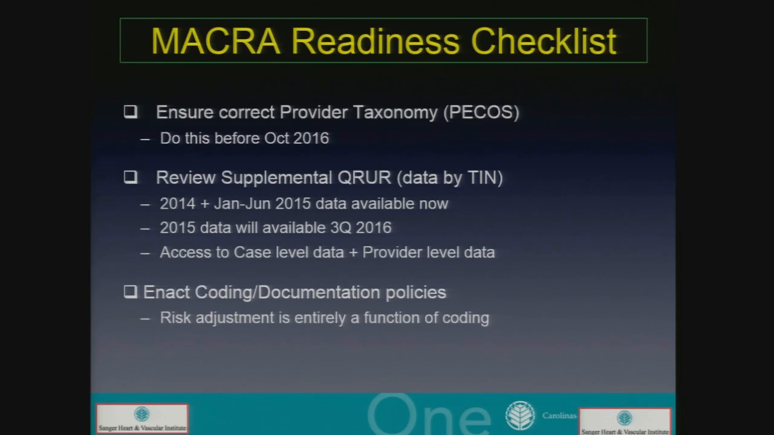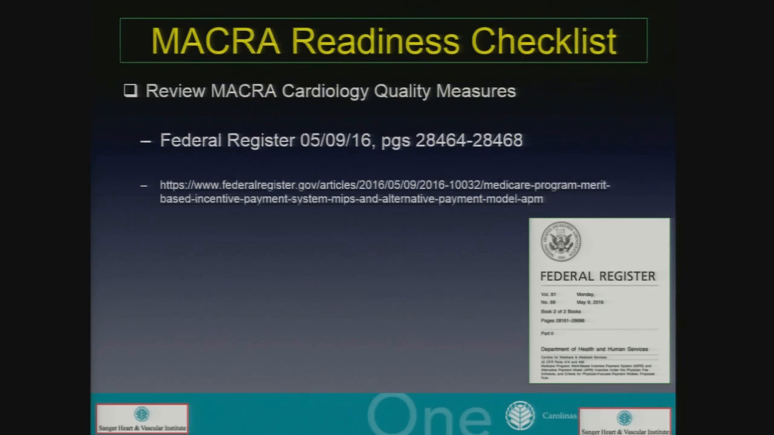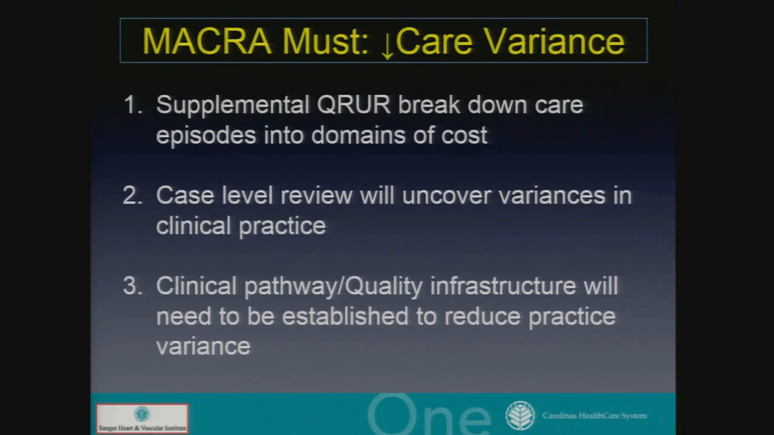The QRUR reports need to be looked at. And then coding becomes very important because all of these diagnoses are adjusted based upon risk, and that is all claims-based. So just practically speaking, at your institution, hospitalists take care of patients with heart failure, cardiologists take care of patients. Who orders more echoes? What's the cost? What's the outcome? That is available information today through a QRUR report. How many echoes do you get a year for an MI patient? What's the variance within your group? This is available to you today. How sick are the patients that you take care of? This is also code-based, and you can get this information today, and it's going to be very important.